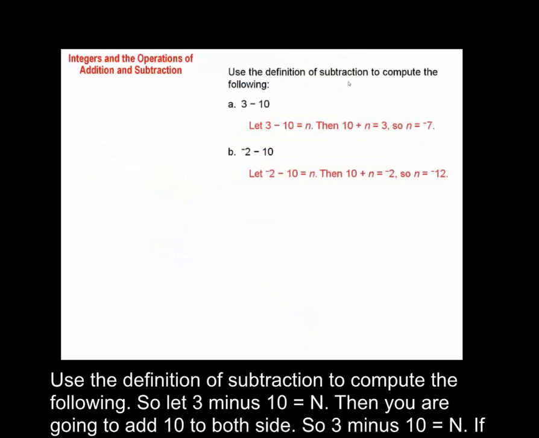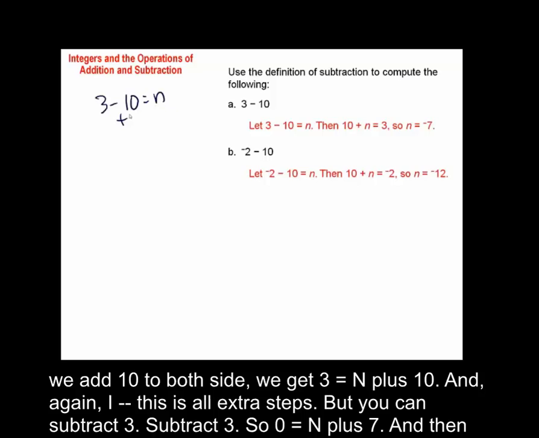Use the definition of subtraction to compute the following. So let 3 minus 10 equals n. Then you're going to add 10 to both sides. So 3 minus 10 equals n. If we add 10 to both sides, we get 3 equals n plus 10.